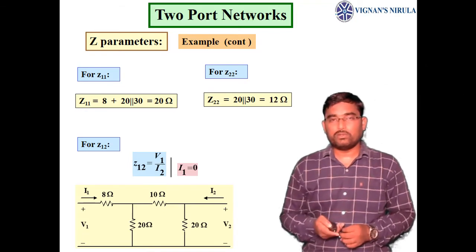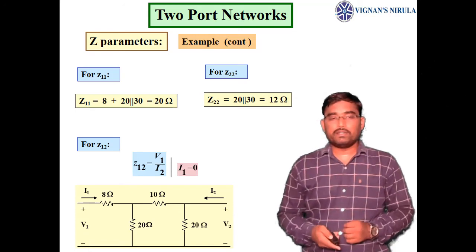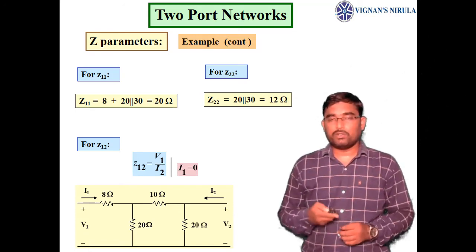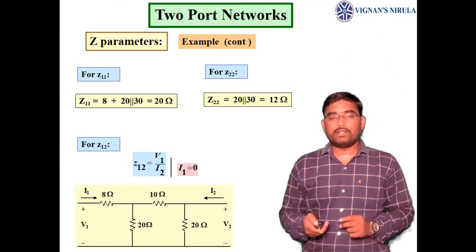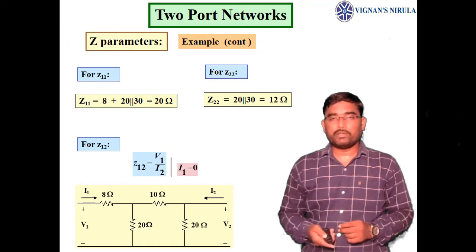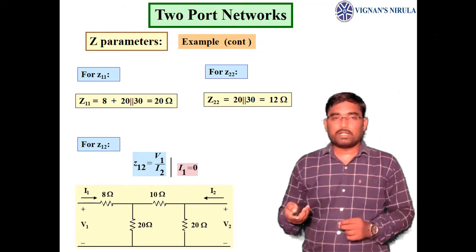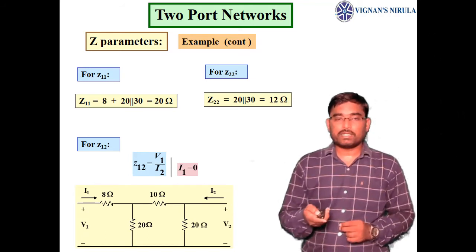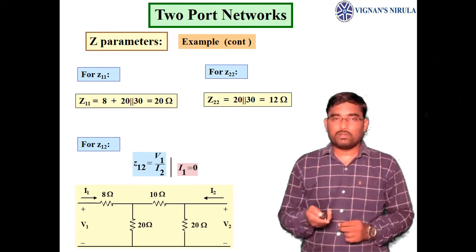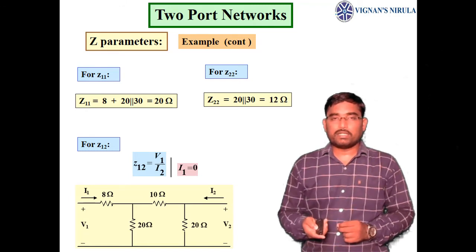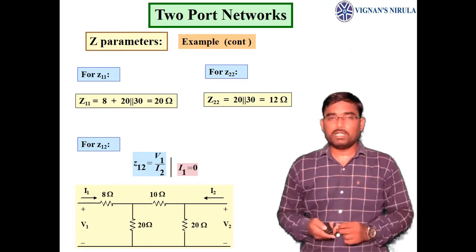Then, in order to find Z12, which is the ratio of V1 by I2 when I1 is 0. By taking I1 as 0, we need to take the ratio of V1 by I2, where V1 is the voltage across that 20 ohms and I2 is the current. So how to get the ratio of V1 by I2? We will just apply the current division rule. I2 is the total current entering the junction connecting 8 ohms, 10 ohms and 20 ohms. By applying the current division rule at that junction, we can write the current flowing through the 10 ohms and 20 ohms branch. As I1 is 0, that 8 ohms can be deleted.